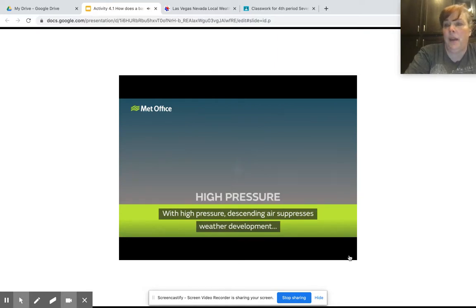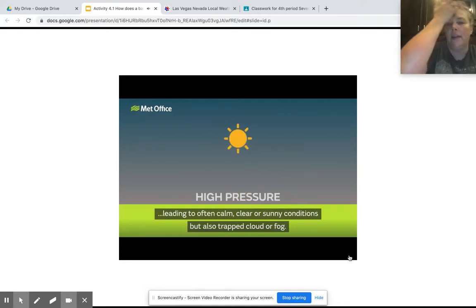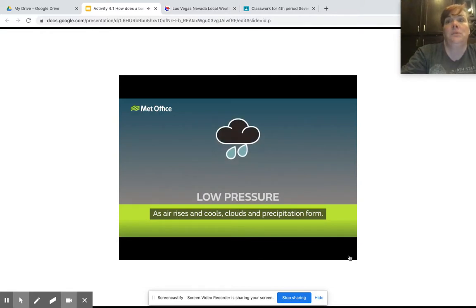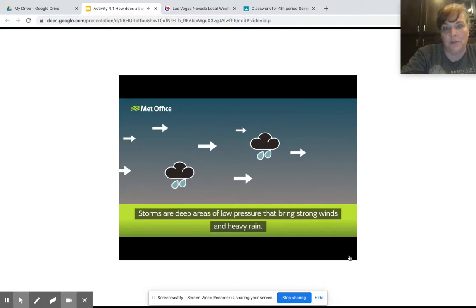Okay, so when we have high pressure, that means that our air is stable. That's going to give us a nice, calm, sunny day. But with low pressure, that's going to make the wind. Remember, the wind circles back in, which is going to bring in clouds and precipitation and storms.